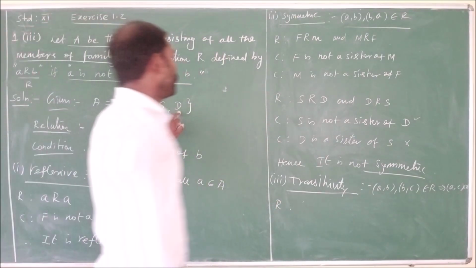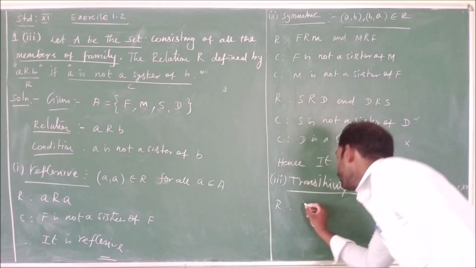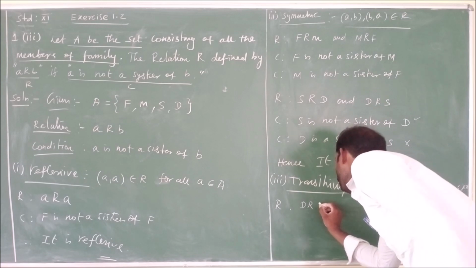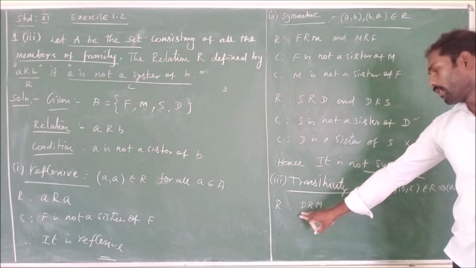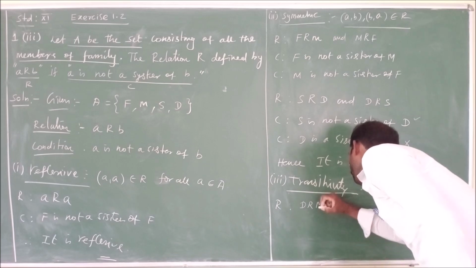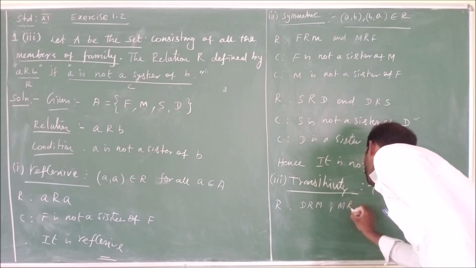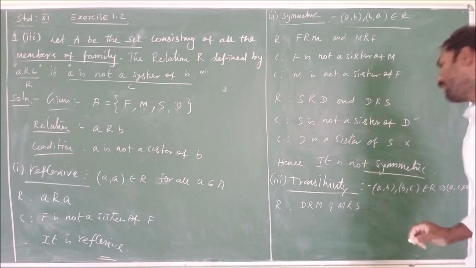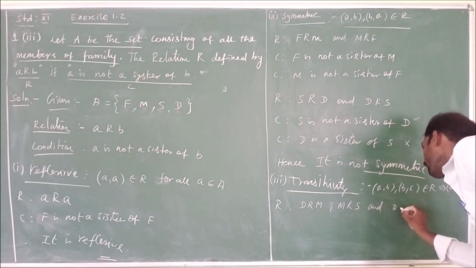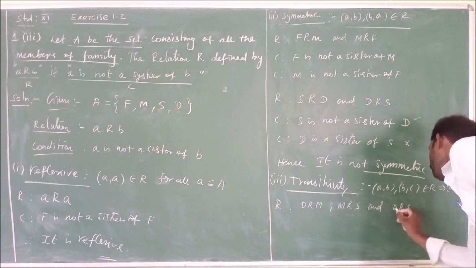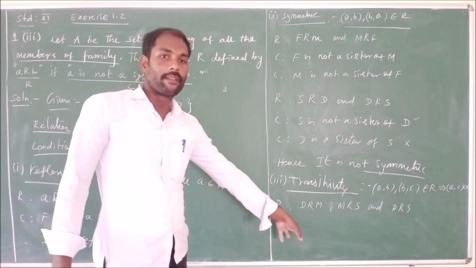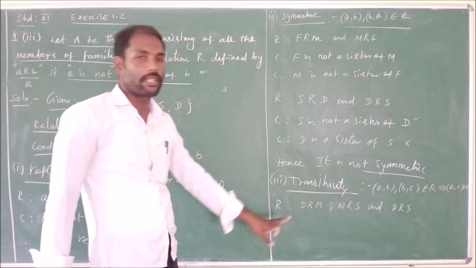The relation is: daughter is related to mother, comma, mother related to son, and daughter related to son. See this pair. This pair does not satisfy the transitivity condition.